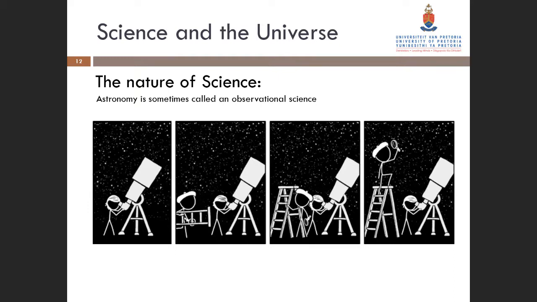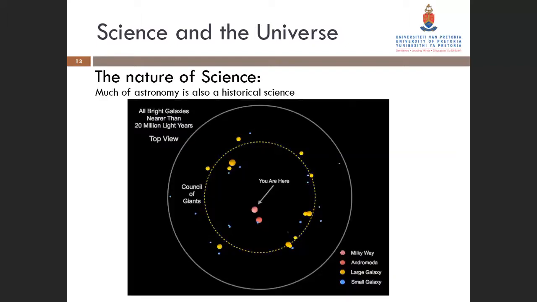So, astronomy is sometimes called an observational science because we observe everything in space. And much of astronomy is also a historical science. So why do I say it's a historical science?